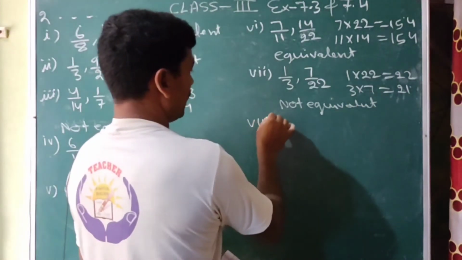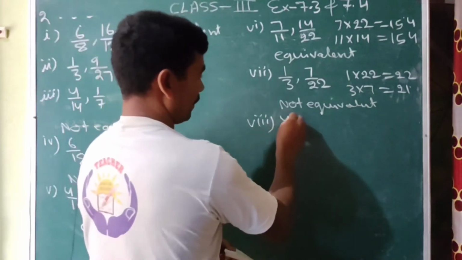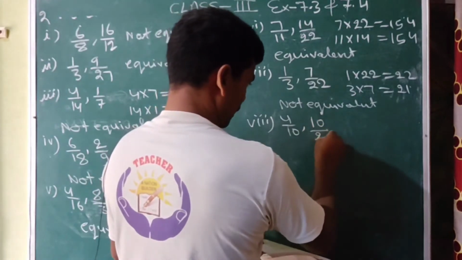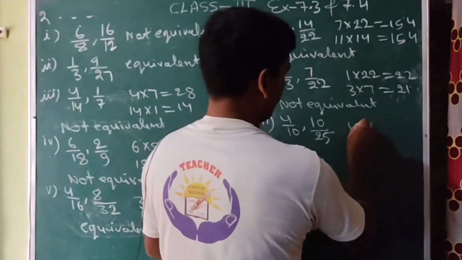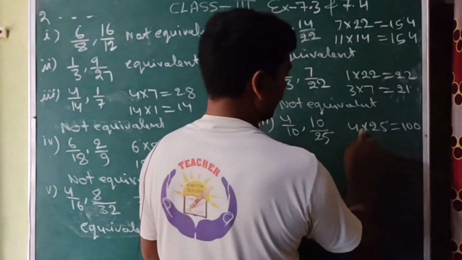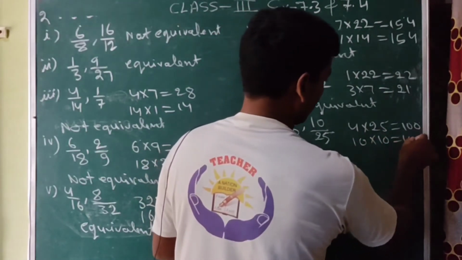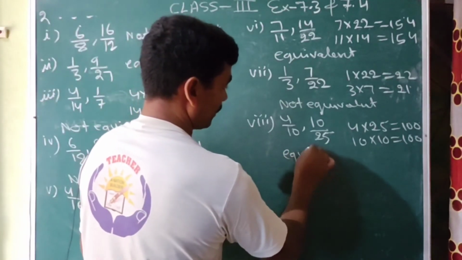And then eighth part is 4 upon 10 and then 10 upon 25. So 4 into 25 is equal to 100, and 10 into 10 is equal to 100. So that is equivalent because both are the same.